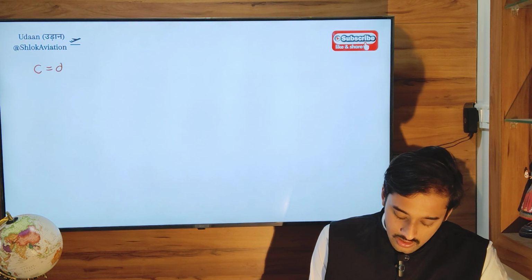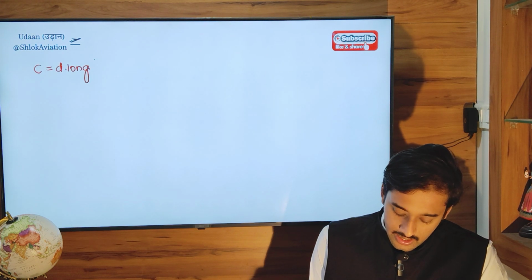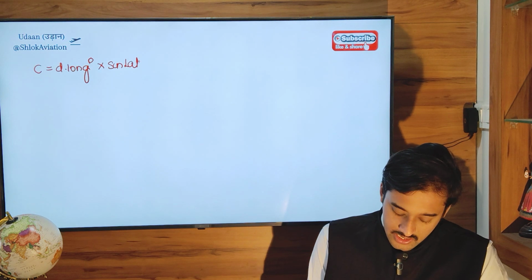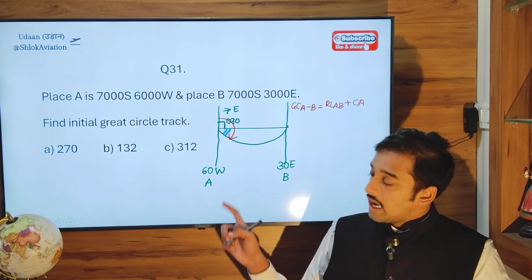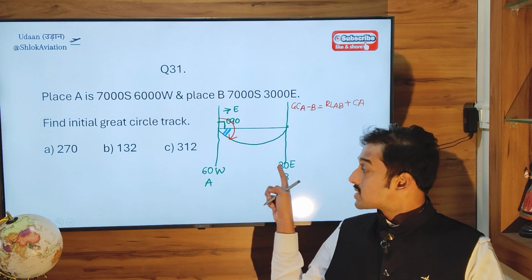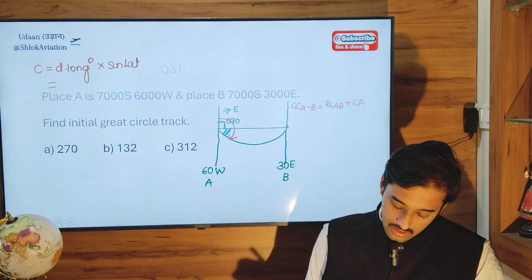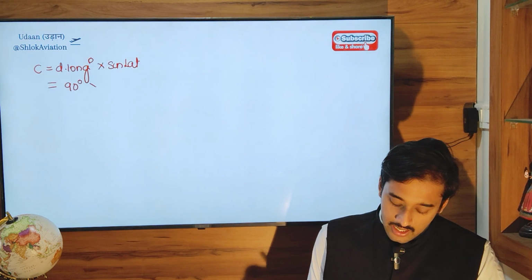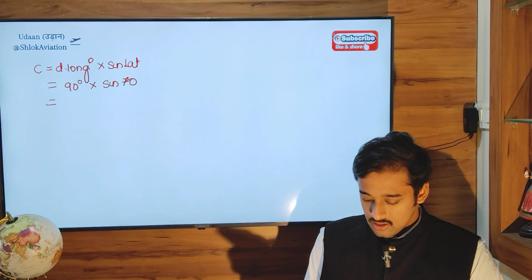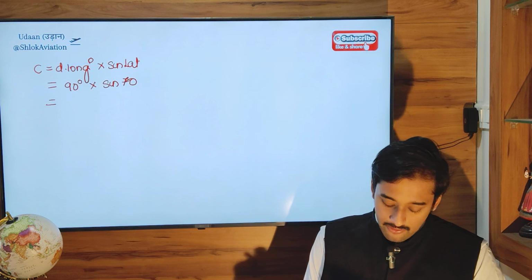Convergency is d long in degree into sine lat. So convergency is 60 west and 30 east. So different hemispheres add. So d long 60 plus 30 is 90 into sine of 70, which is 90 into sine 70 is 84 and a half.